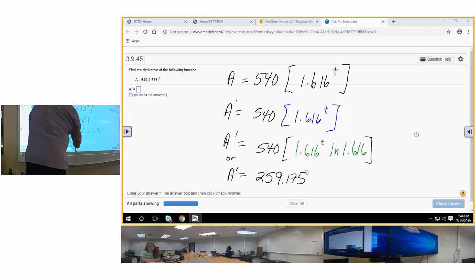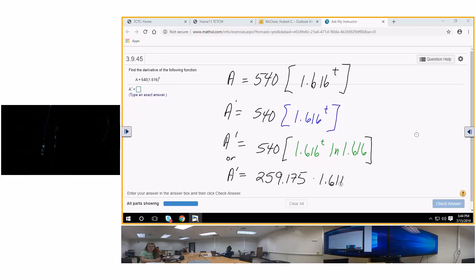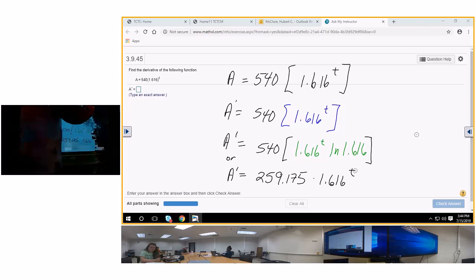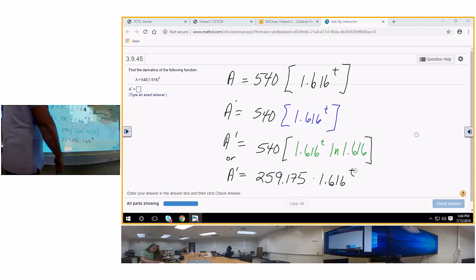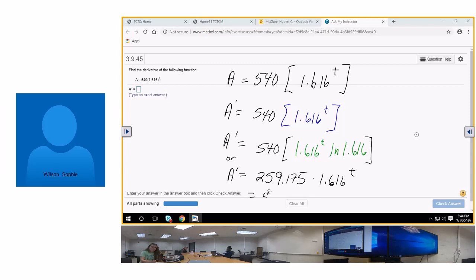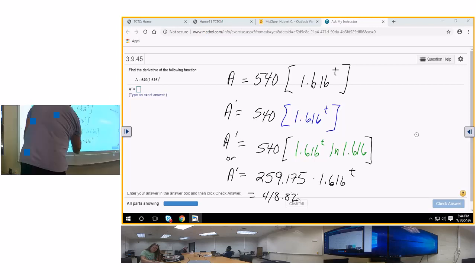259.175 times 1.616 to the t. And now, what is 1.616 times 259.175? 418.827. So 418.827 to the t. So any of these could be your final answer.